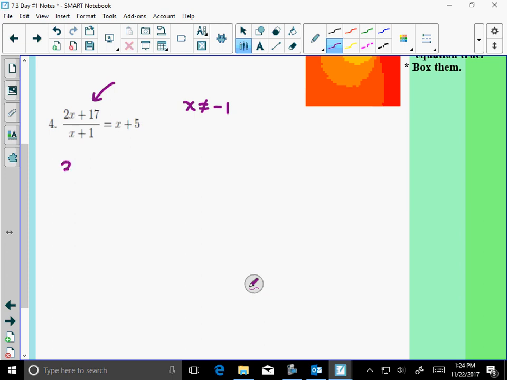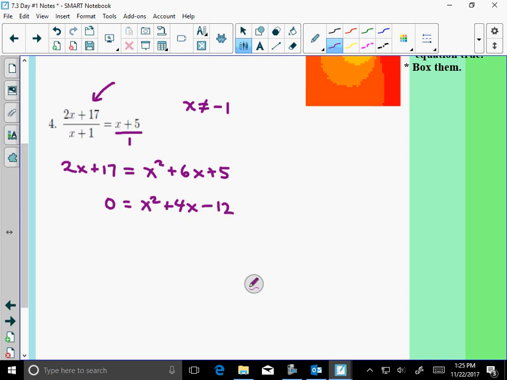If I cross multiply, I get 2x plus 17 times this 1 down here, and I get (x + 1)(x + 5), which is x squared plus 6x plus 5. I'm so good at foiling. I practiced all day yesterday. Do you believe me? Yeah, I nerded out. Protein shakes and cross multiplication. Okay, now I'm going to get everything on one side. If I do that, I get x squared plus 4x minus 12.